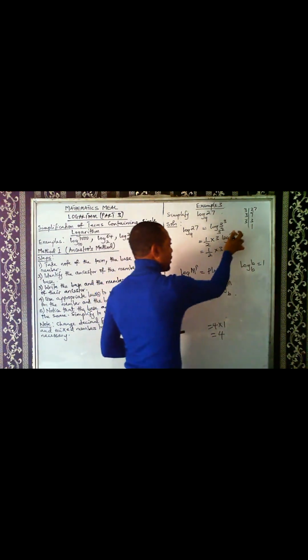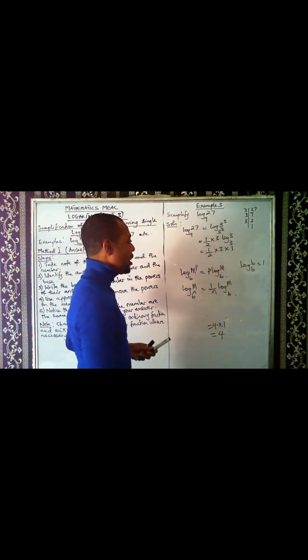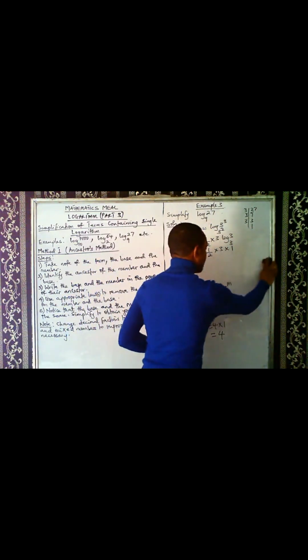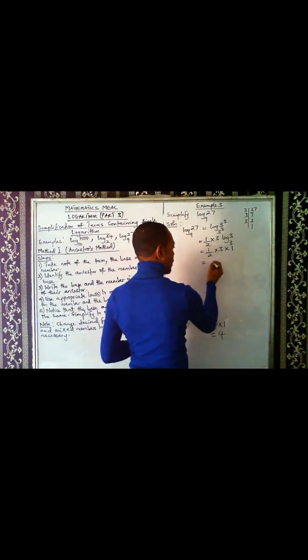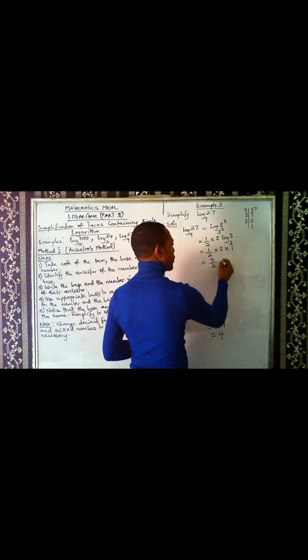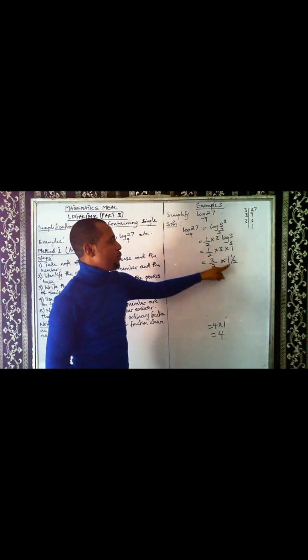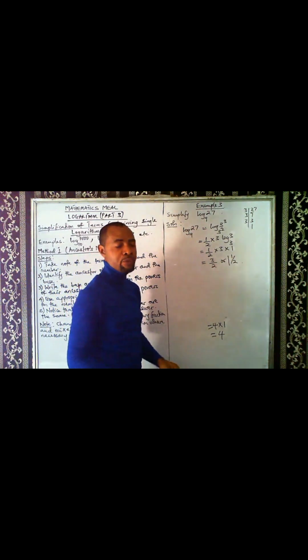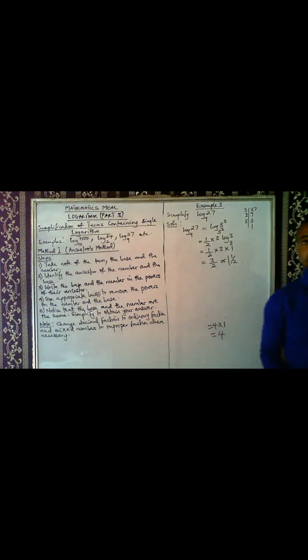So the log 3 in base 3 will give us 1. You see how we are laying emphasis on this so that it will all become very simple and very clear. So if we multiply this, we have 3 over 2. So it's 3 over 2 or 1 whole number 1 over 2. So log 27 in base 9 will give us 3 over 2. Wow, that's beautiful. Very, very beautiful.